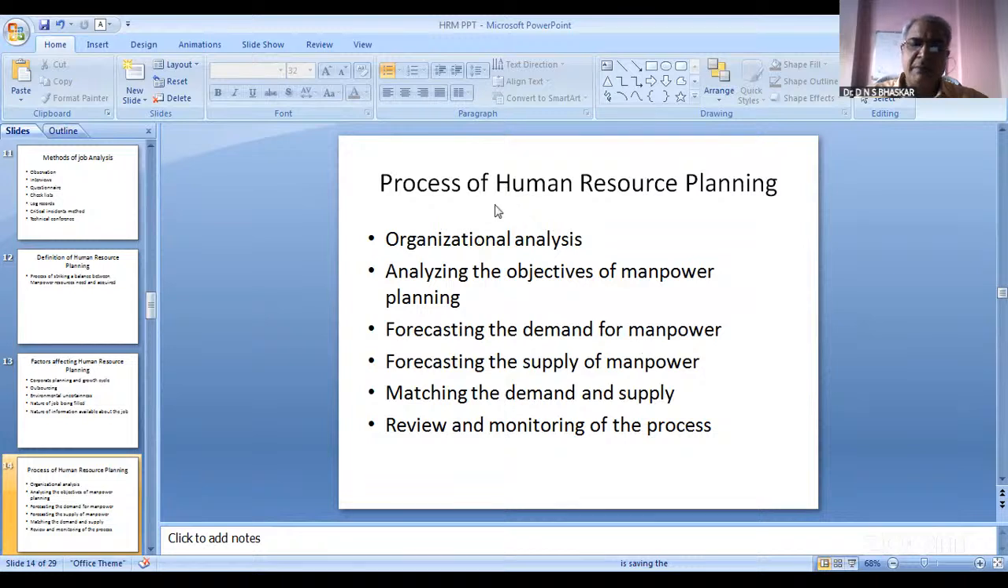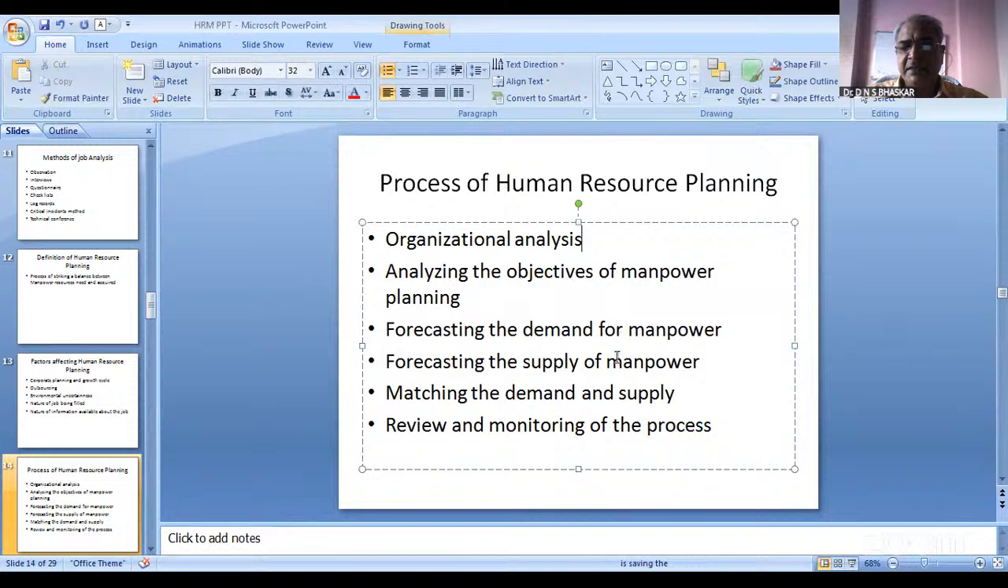So to come up with this, the process of human resources manpower planning, organization analysis is important. That is, what type of organization you are going to. Then analyze the objectives of manpower planning, with what objective you are carrying out. Then what is the demand of the manpower in your organization at present? What is the supply of the manpower from the society? What type of people, how many people will come? And what is the demand supply matching in this process? And review of the monitoring in the process is another important area.